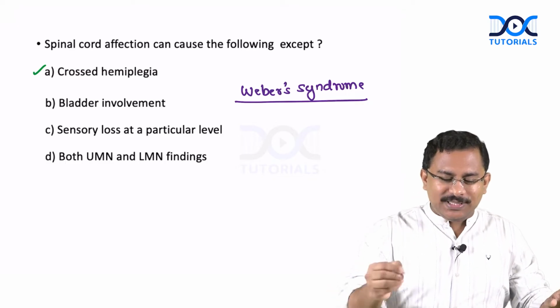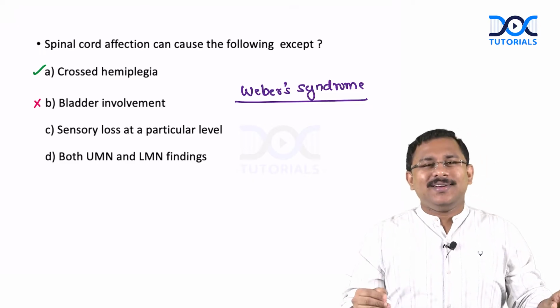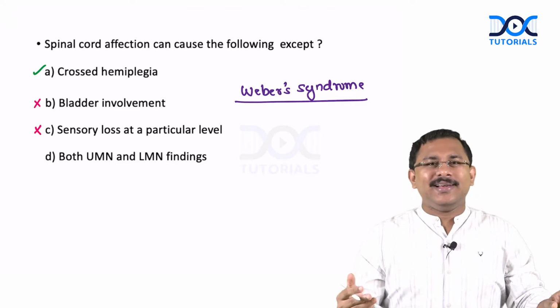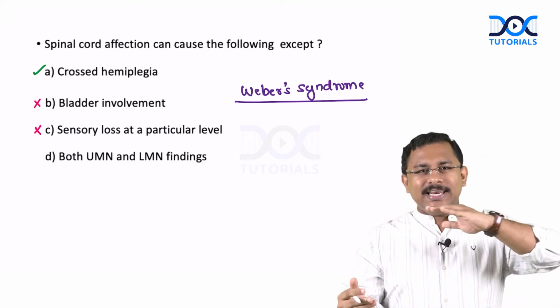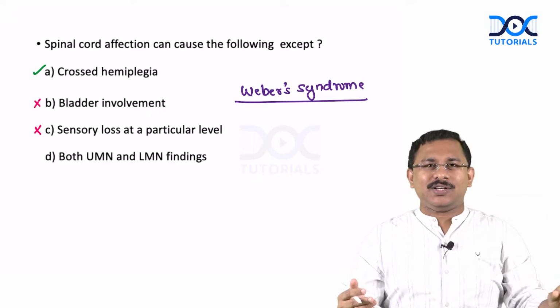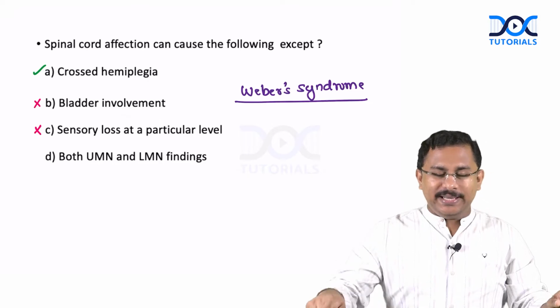Whereas the other options: bladder involvement, yes, can occur in spinal cord disorders. The sensory loss at a particular level can occur in spinal cord disorders, especially in compressive myelopathy. Below the level of lesion, you can have complete loss of sensations, and both UMN and LMN findings.